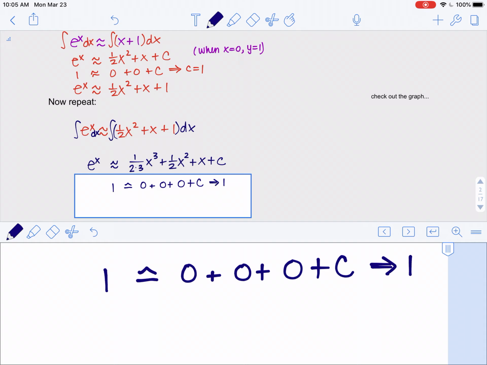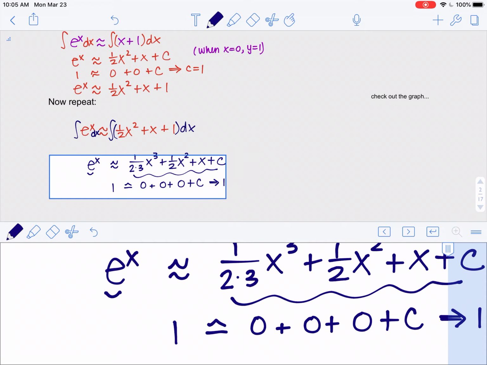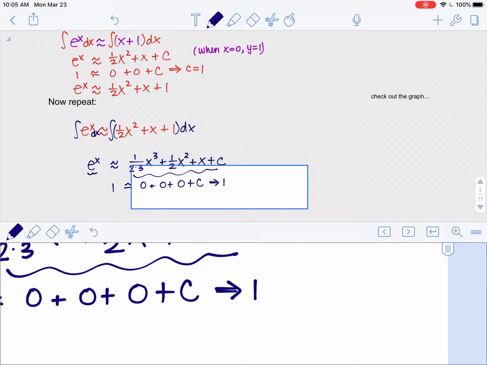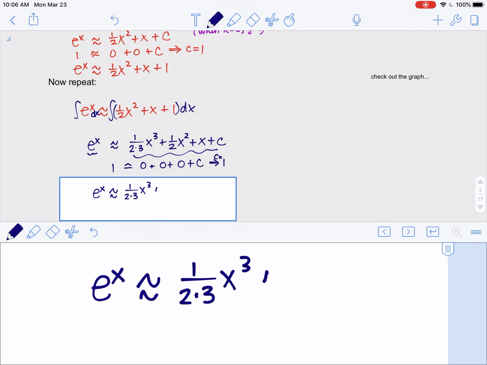In fact, every single time this happens, I'm going to have all x's on this side of the equation with the c, and this is always going to be 1. And so it turns out that c always equals 1 in this situation, so I'm not going to probably write it again. I will just say from this point on, we're going to continue to say that it's 1. So right now I'm at e to the x is approximately 1 over 2 times 3x cubed. I know you might want to be simplifying that. I'm going to encourage you not to, again, for pattern finding reasons.